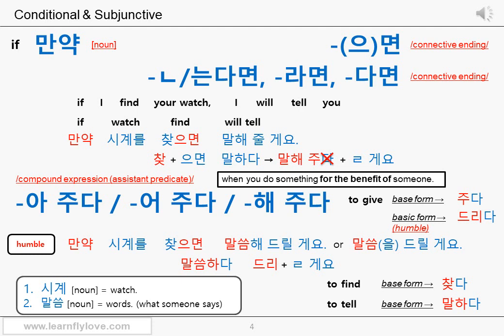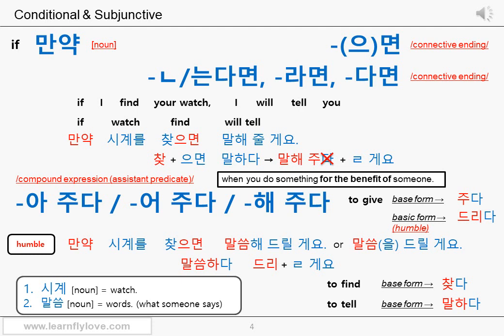Okay? So 말해줄게요 becomes 말씀해 드릴게요. And let's call it humble form rather than higher respect form because it's used to make yourself humble, to show more respect to the object or the listener in this case. 만약 시계를 찾으면 말씀해 드릴게요.